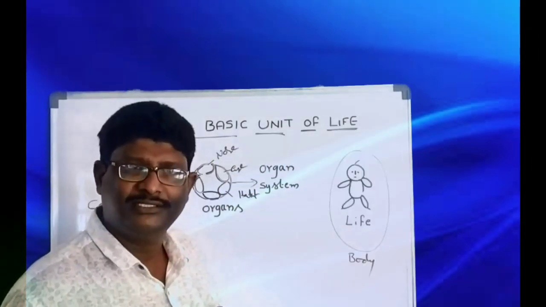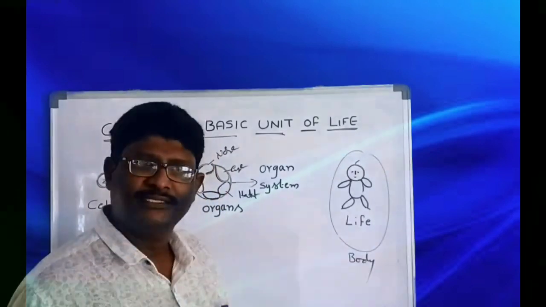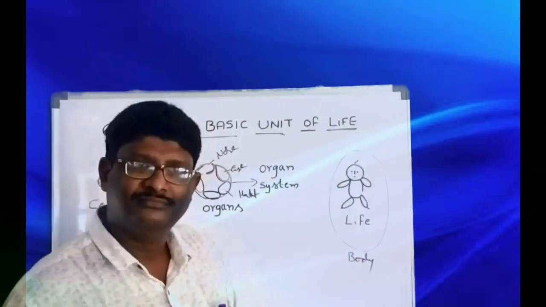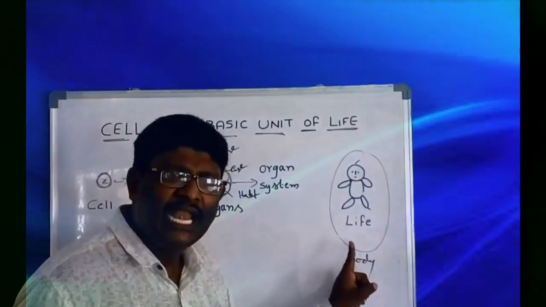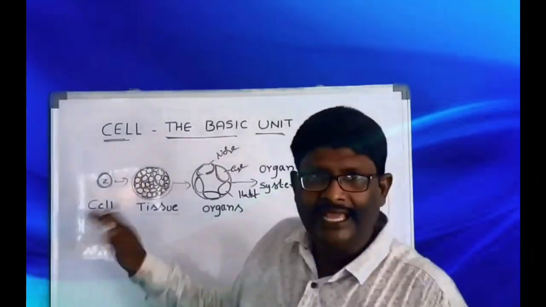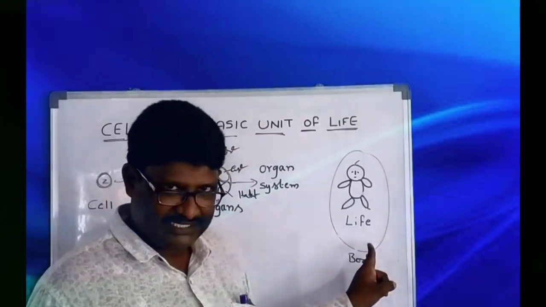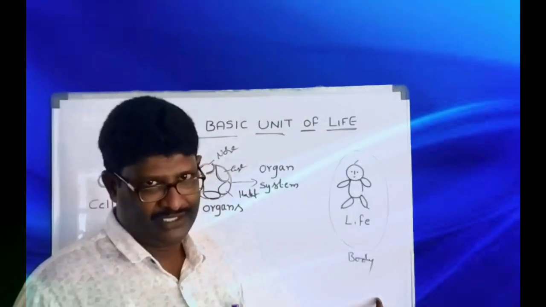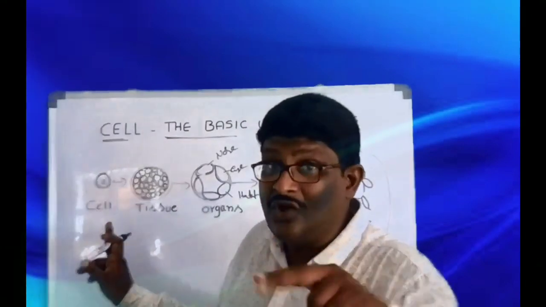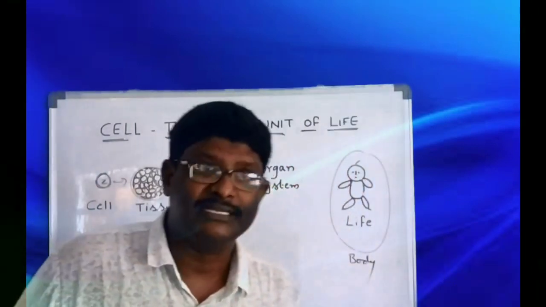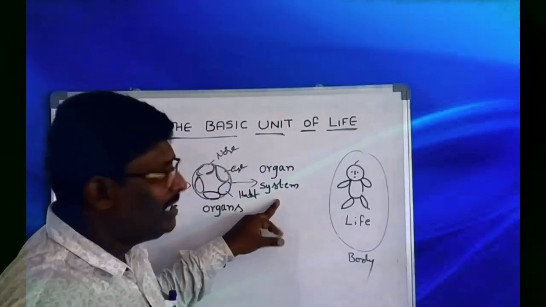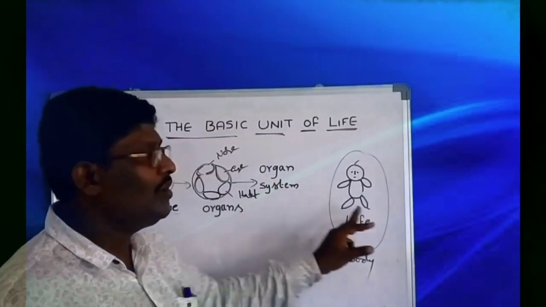This life comes out, what is the origin? What is the basic unit of this life? That is the cell. Is it right? If there is no cell, there is no body, which means there is no life. If there are no cells, there are no organs. If there are no organs, no organ system. If there is no organ system, there is no body.